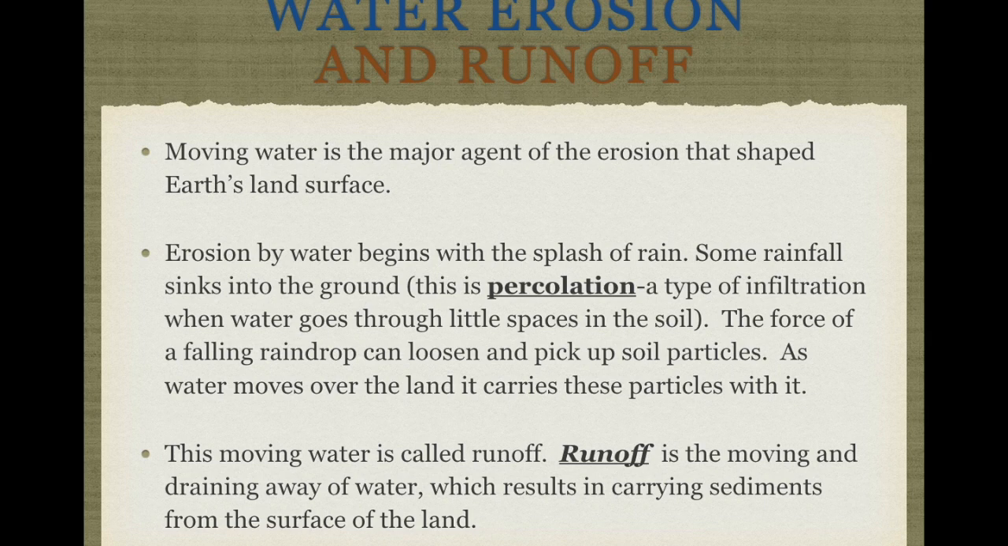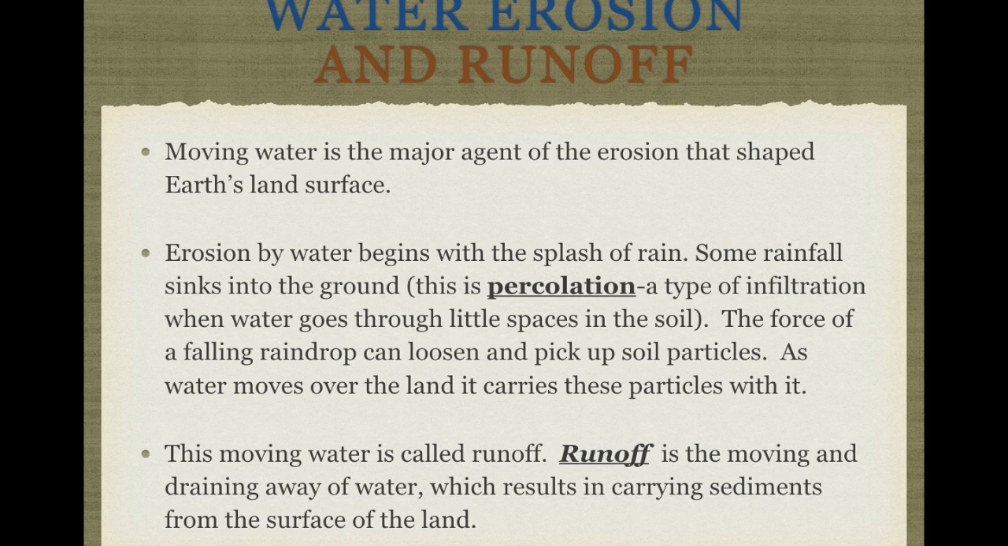Now, we talked about infiltration, which is when it rains, water goes into the ground, into the soil. Now, specifically, if it goes through the little holes in the soil, that's called percolation. Now, when those holes are all filled up and you start having flooding and the water moves on, that is going to be called runoff.